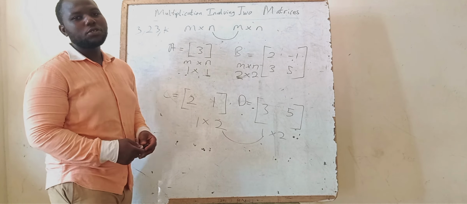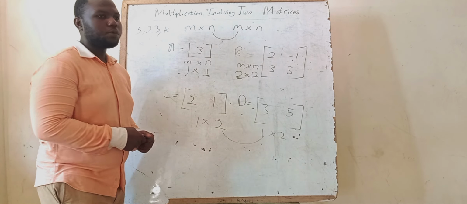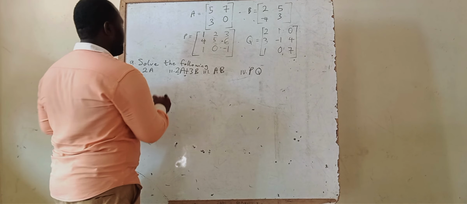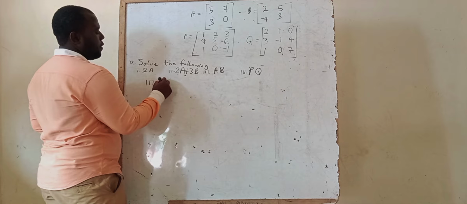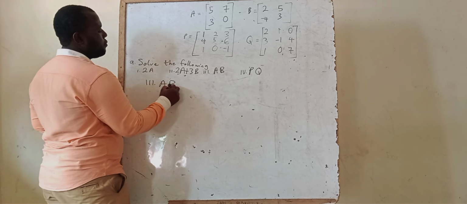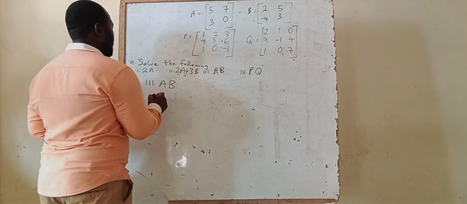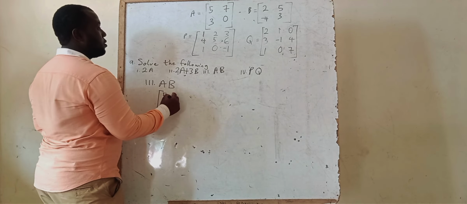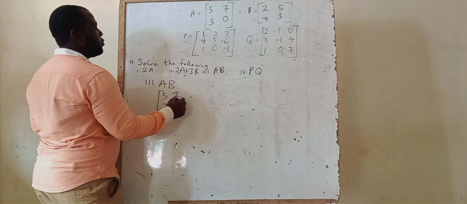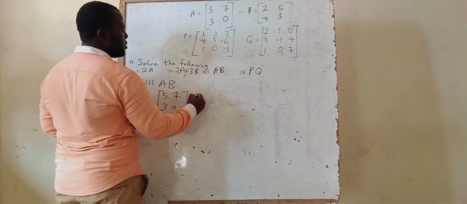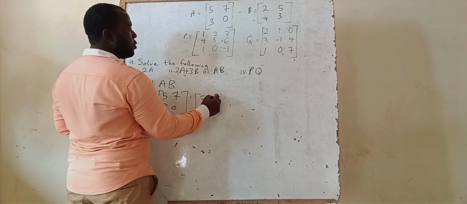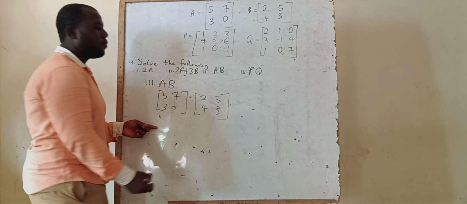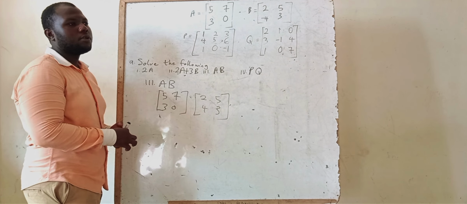But for the examples you are going to solve, multiplication is possible. Let's proceed. So for a non-scalar multiplication, let's say I have A B, you have to multiply A and B. A gives us 5, 7, 3, 0. B gives us 2, 5, 4, 3. This is how multiplication of non-scalar matrix happens.